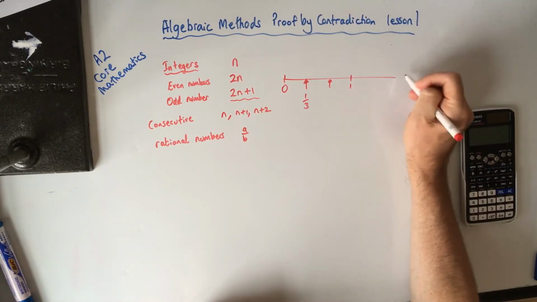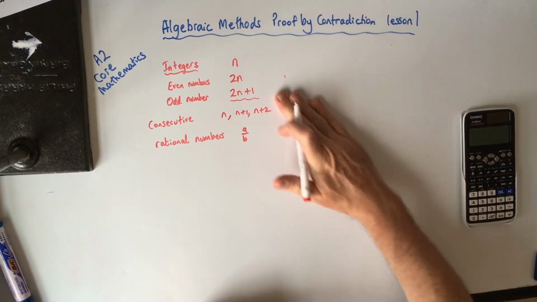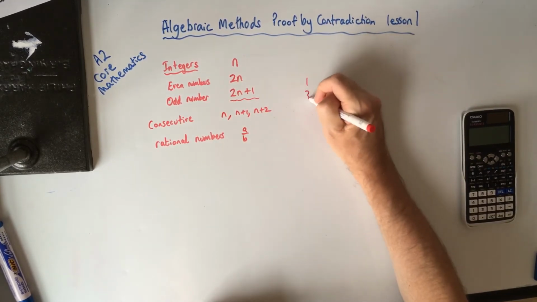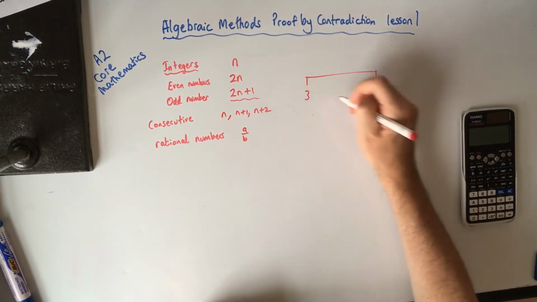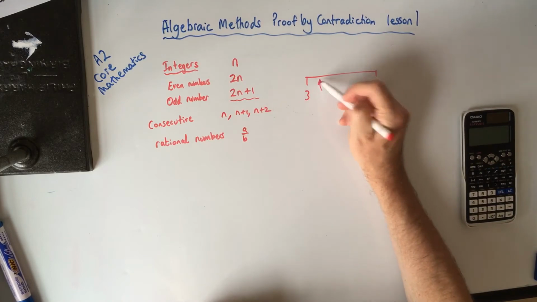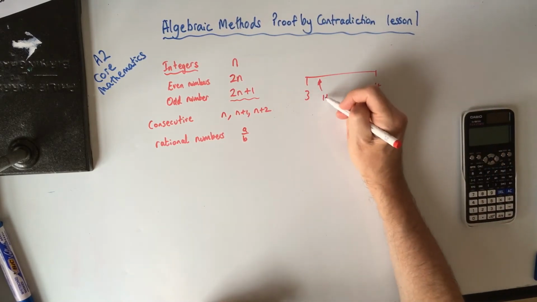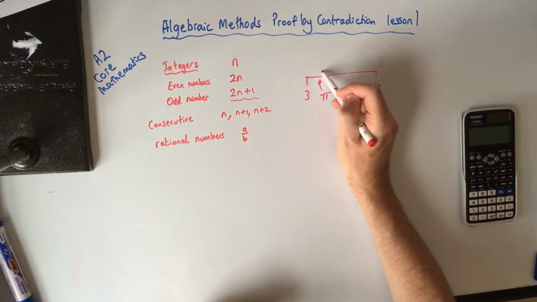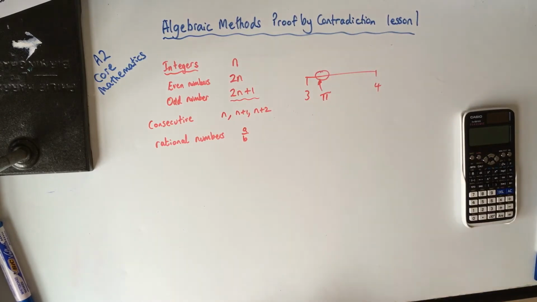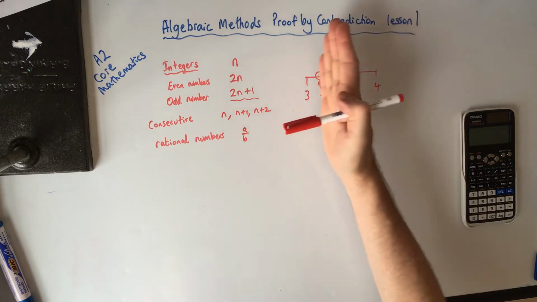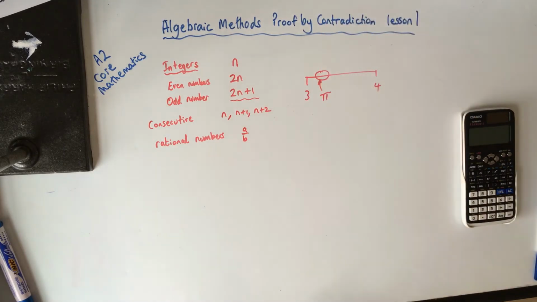We know it's further along here. When we get to 3 and a bit, there's 3 on our number line, there's 4, and 3 and a bit, around 3.141, is pi. We can't actually place it, we know it's in a region. So it's what we describe as an irrational number, because we can't physically put it in an exact place on the number line.